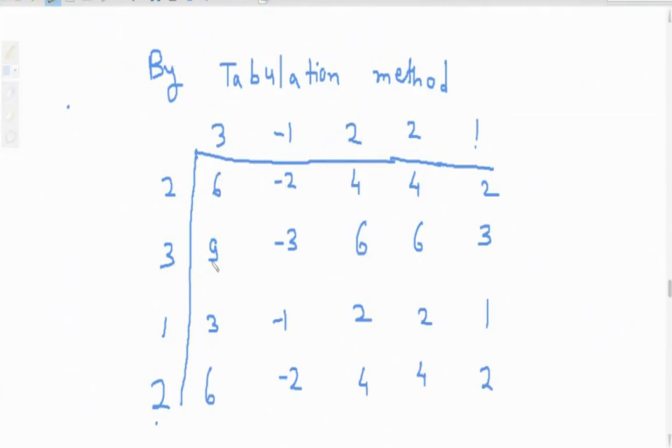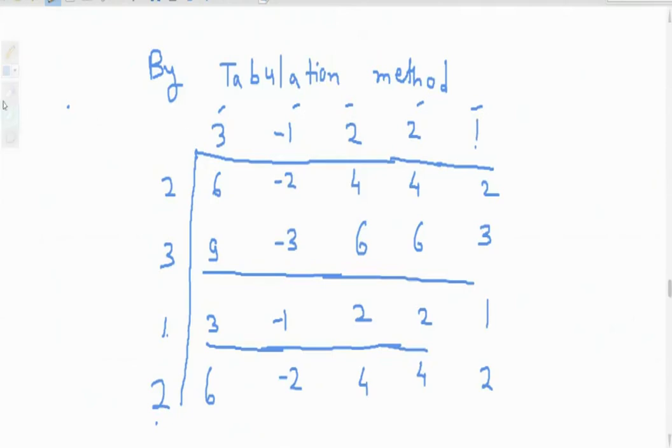Then how did I get this row? I have multiplied these 3 with these values. 3 into 3, 9. 3 into minus 1, minus 3. 3 into 2, 6. And 3 into 1, 3. How did I get this row? By multiplying this one with these values.